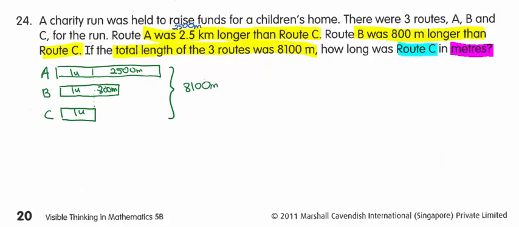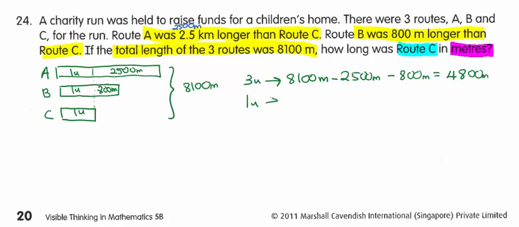And so because of that, very straightforward, 3 units, 8100 meters. I minus off the extras, which is 2500 meters, and then minus 800 meters, and that will give me 4,800 meters. So 1 unit is 4,800 meters divided by 3, and that will give you 1600 meters, and that is your answer because I want C. C is 1 unit, so this will be my final answer.